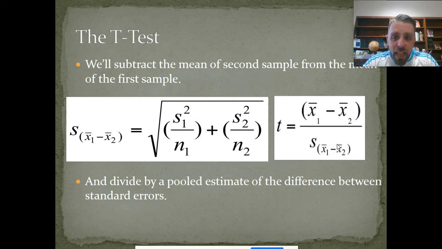If you make a mistake, it's probably in the creation of s of x bar 1 minus x bar 2. That's where the most can go wrong, because the t formula itself, once you have the information, is not terribly difficult. So why don't we try our hand at this? I've created an example.